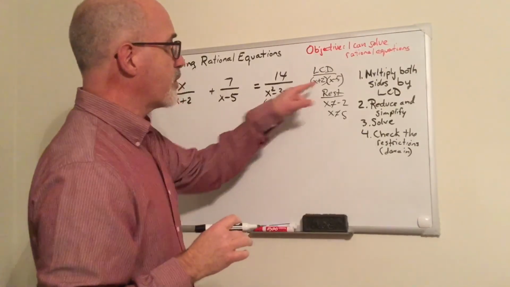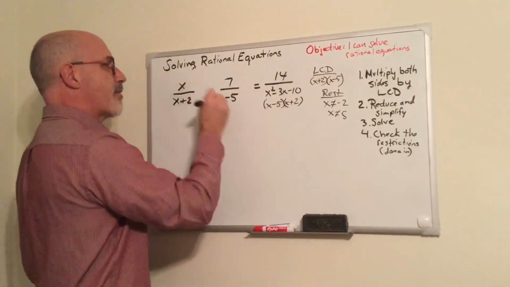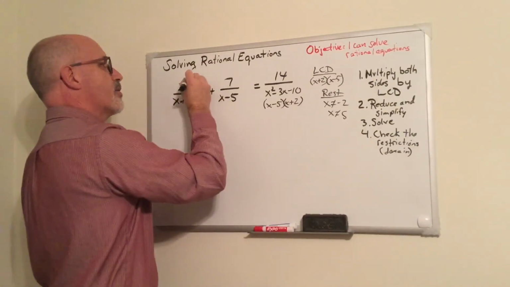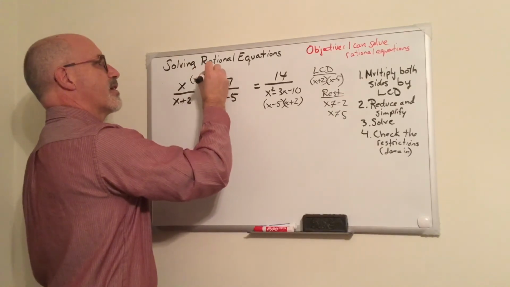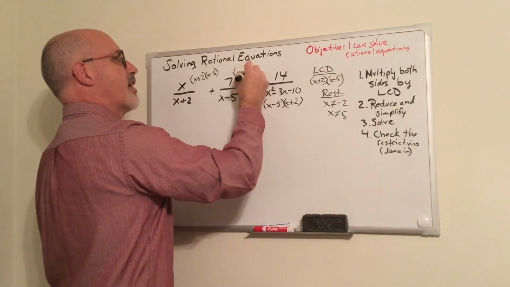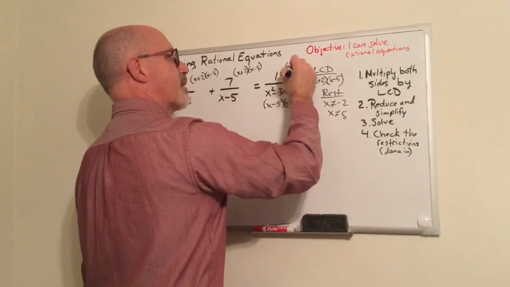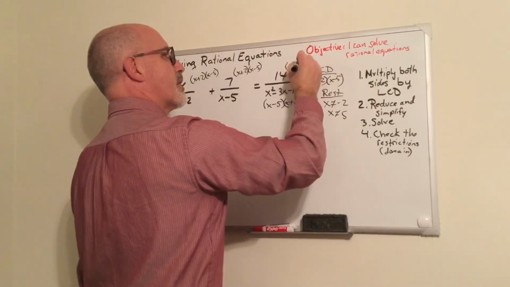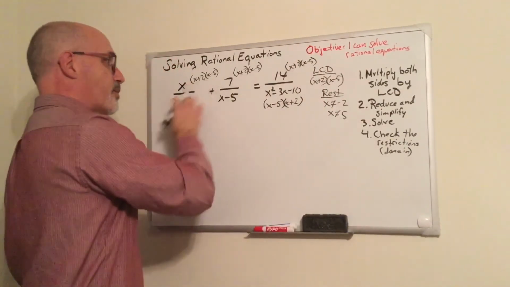So let's go ahead and multiply by that LCD on both sides. I'm going to multiply by every term over here as I distribute it through. So x plus 2 times x minus 5. Here I'm going to take x plus 2, x minus 5 and multiply it by this one also. We're going to go ahead and multiply in this term.